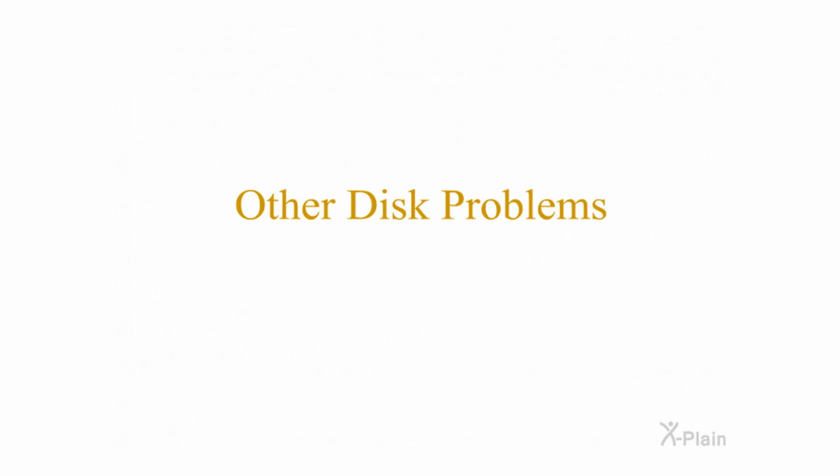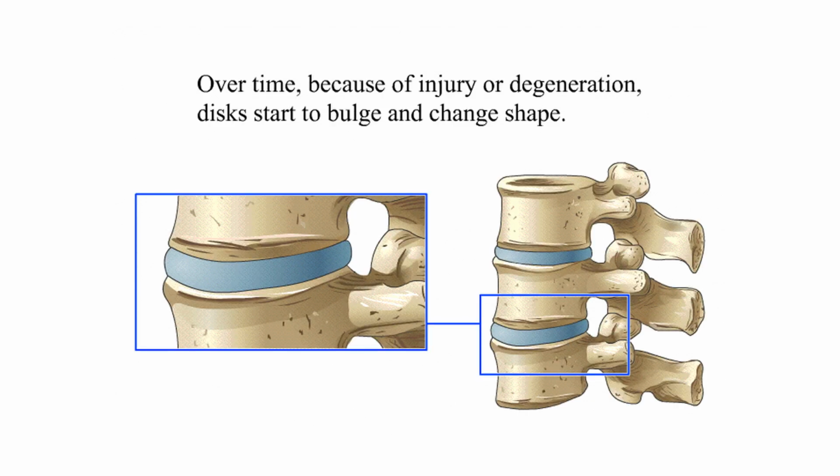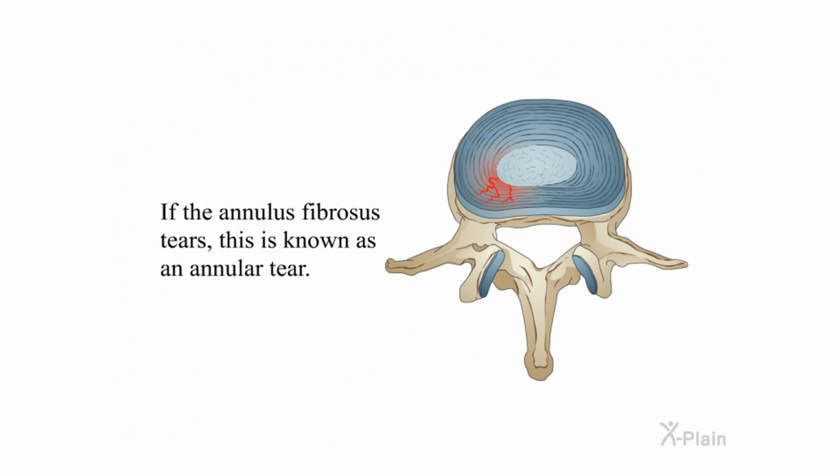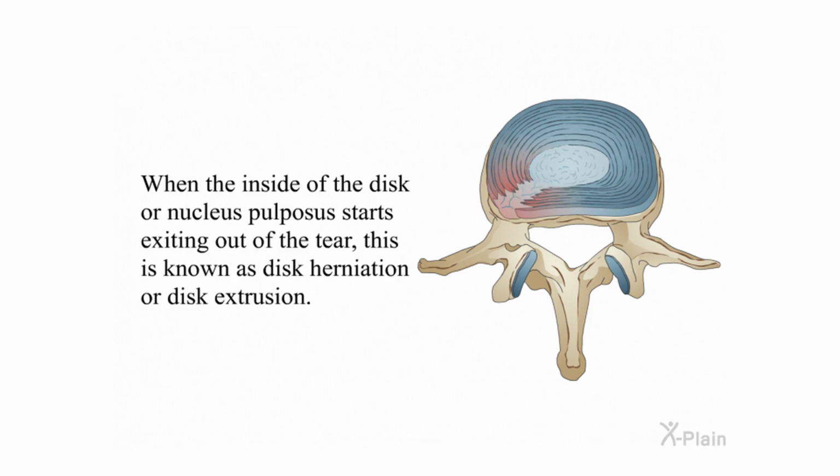Other disc problems. Over time, because of injury or degeneration, discs start to bulge and change shape. If the annulus fibrosus tears, this is known as an annular tear. When the inside of the disc or nucleus pulposus starts exiting out of the tear, this is known as disc herniation or disc extrusion.